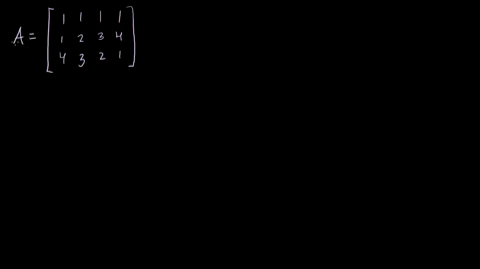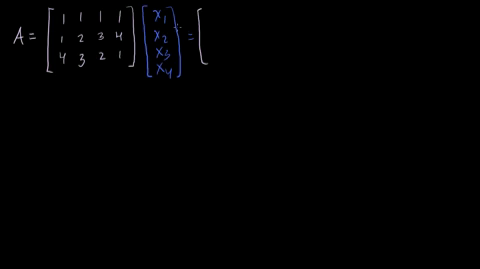So the null space is literally just the set of all the vectors that, when I multiply A times any of those vectors, so let me say that the vector x1, x2, x3, x4 is a member of our null space, that when I multiply this matrix times this vector, I should get the 0 vector.